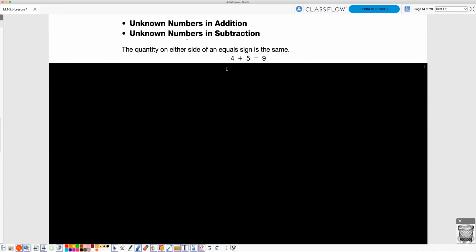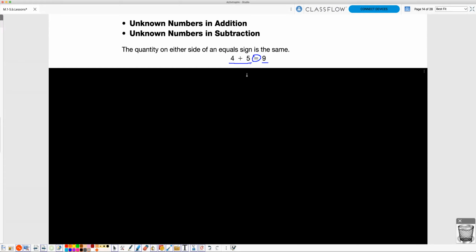The quantity on either side of an equal sign is the same. So if you have 4 plus 5, that equals 9. They mean this, they are equal to each other. You have the addends, the 4 and the 5. When you add them together, you get the sum. This side of the equal sign equals this side of the equal sign. So everything on the left equals everything on the right, because it says they are equal. It has to remain that way.